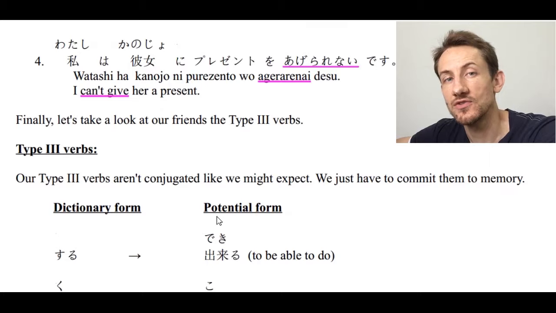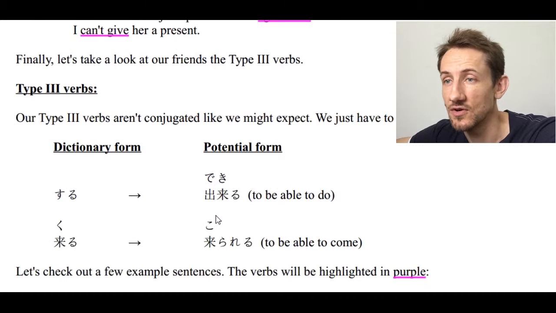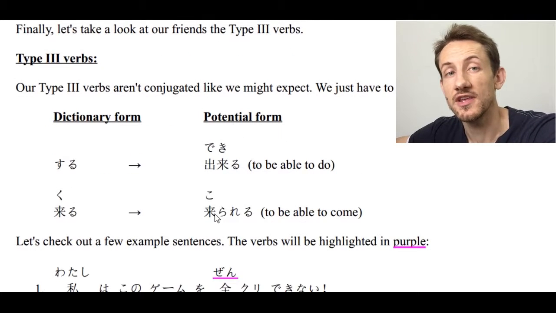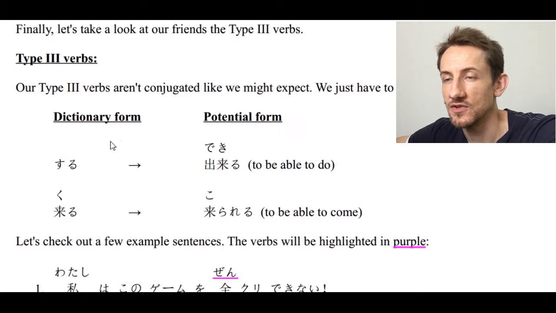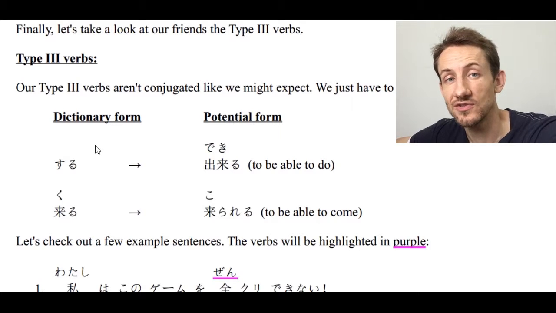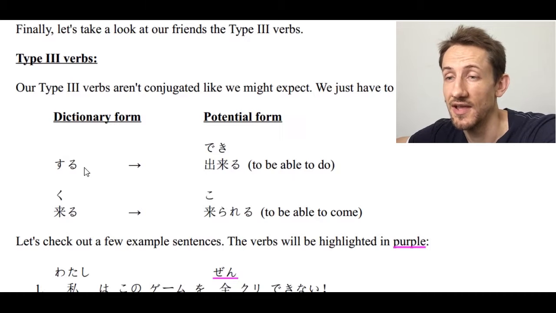And now, finally, we're going to look at our type 3 verbs. As you're already aware, the type 3 verbs don't follow typical rules, and they're conjugated a little differently than we would expect. Remember that suru and kuru are the irregular verbs, and the potential form of suru is dekiru. So suru becomes dekiru, and kuru becomes korareru. Please notice that the ku changes to ko. The character is the same, just the pronunciation changes.